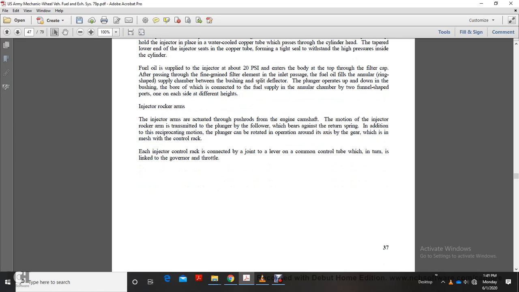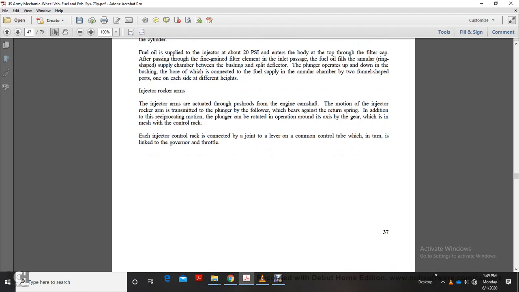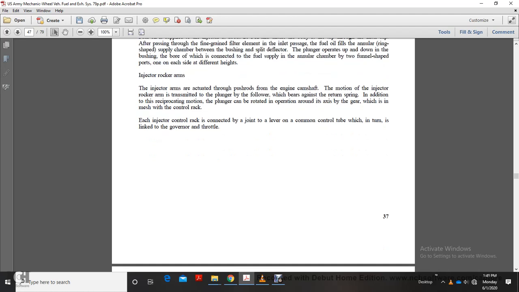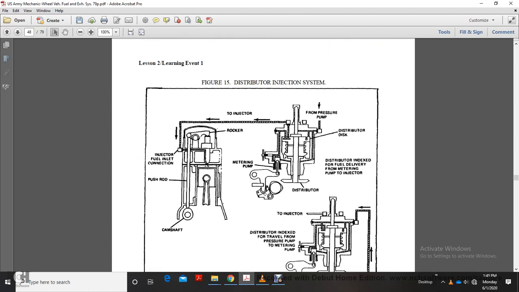Injector rocker arms are actuated through a pushrod from the engine camshaft, and motion of the injector rocker arm is transmitted to the plunger follower, which bears against the return spring. In addition to this reciprocating motion, the plunger can be rotated during operation around its axis by the gear, which is meshed with a control rack. Each injector control rack is connected with a joint lever on a common control tube, which is turned and linked to the governor and throttle.